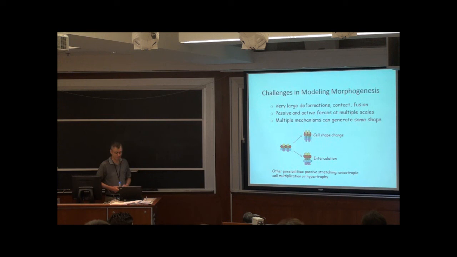Now, in modeling morphogenesis, there are a number of other specific challenges as far as mechanics is concerned. First of all, most morphogenetic processes involve very large deformations, the contact between different tissues, and fusion of tissues. They involve active and passive forces at multiple scales, from the molecular level up to the tissue level or organ level.